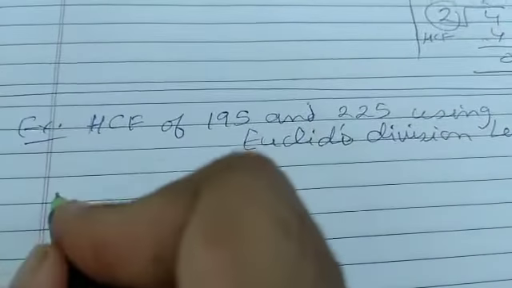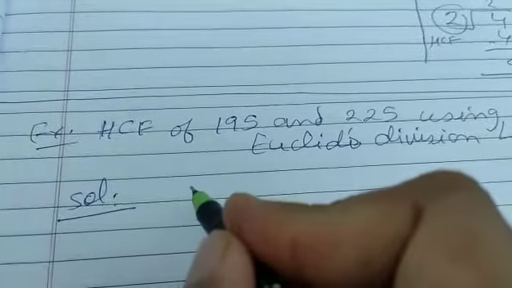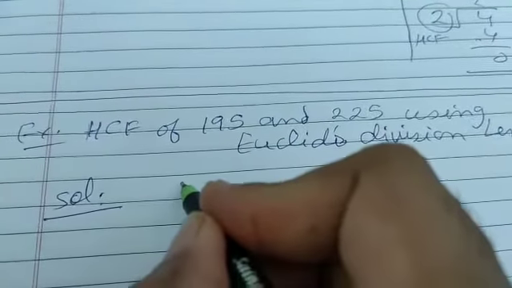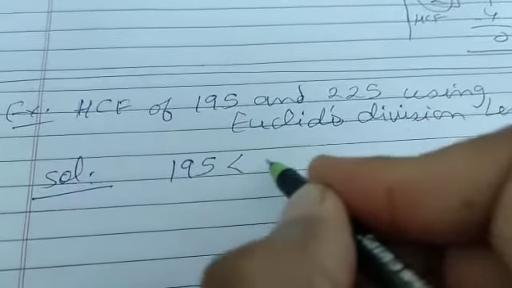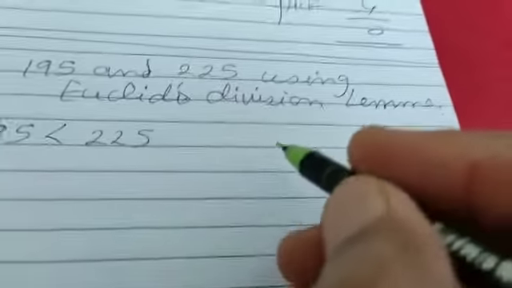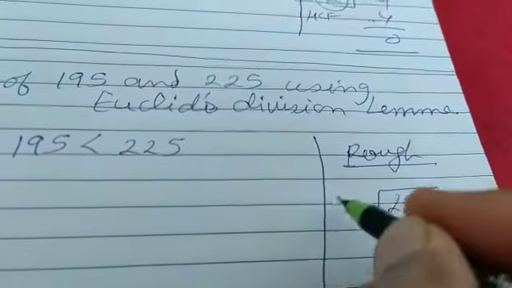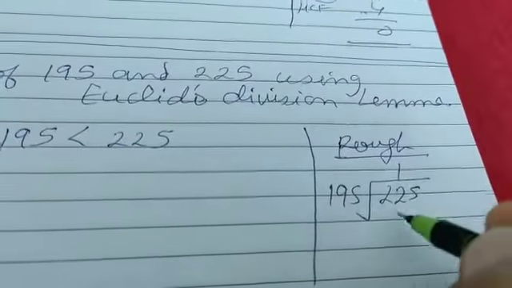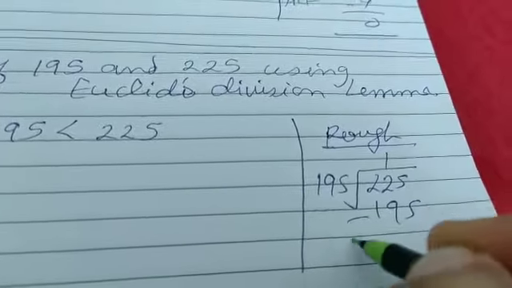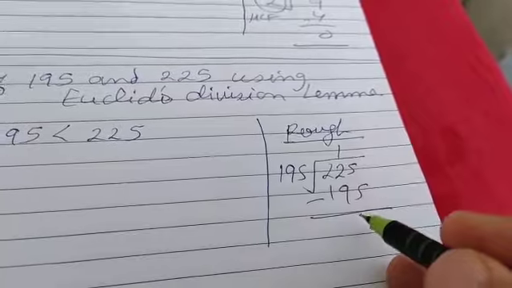So now, how will we solve this one? First of all, we'll find which one of the two is smaller. 195 is less than 225. Then next, as I told you earlier also, we'll do some rough calculation. Divide 225 by 195. So we get 1, 195. What is the remainder here? 225 minus 195, we get 30.